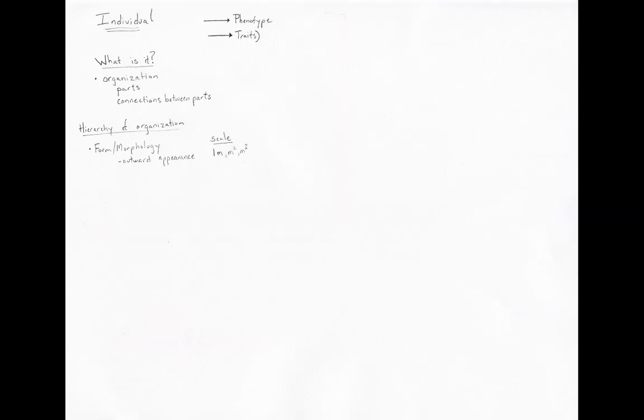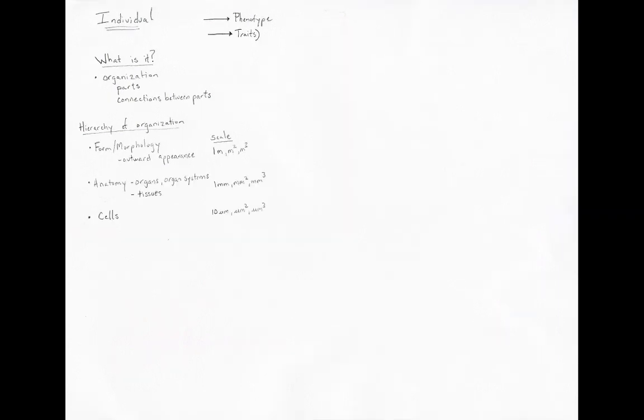The outward appearance is what we call the form, or morphology, and that might be on the scale in linear terms of 1 meter, or 0.1 meter. It just depends on what plant or animal or fungus you're talking about. And then of course there's area and volume to think about.